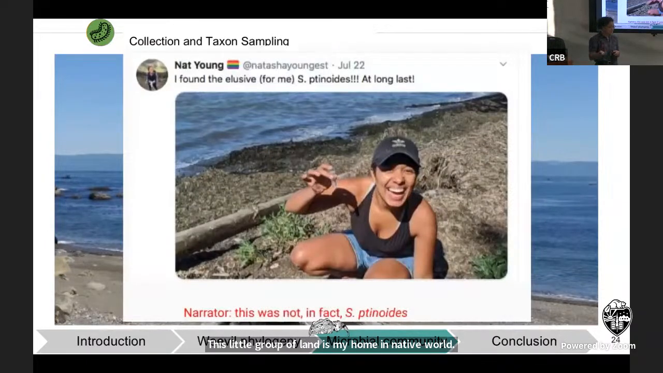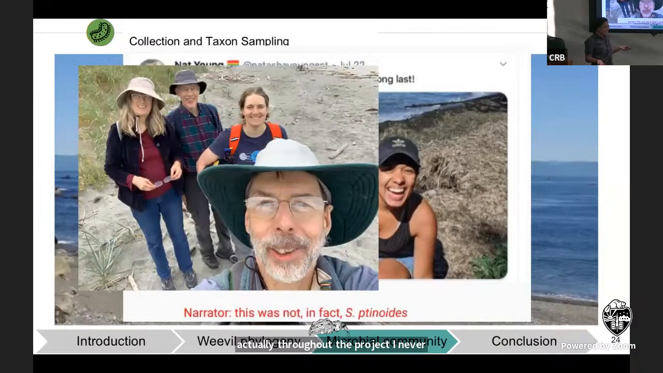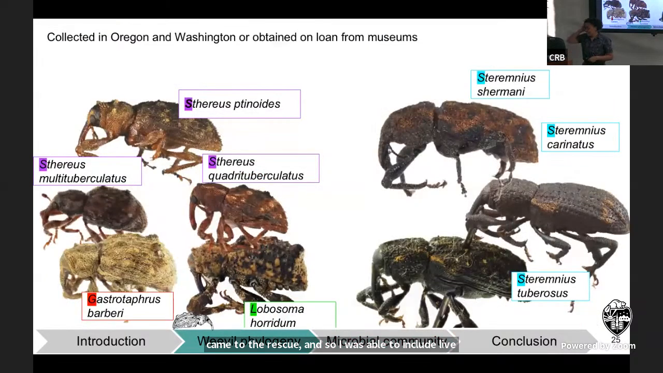There were also some further complications with collection in that I had a hard time identifying Asterias to begin with, and I also had a hard time finding Asterias tenoides, the one that I was the most excited to find. And actually throughout the project, I never found Asterias tenoides. But luckily, David and his family came to the rescue, and so I was able to include live caught specimens of Asterias in this project because they found Asterias tenoides. One.